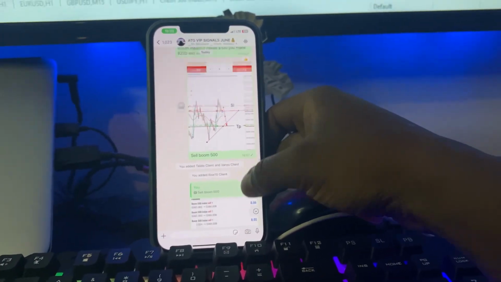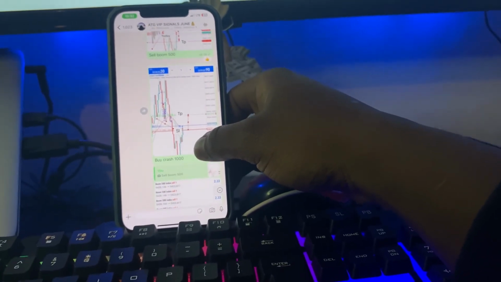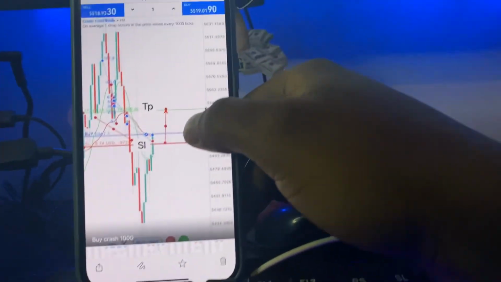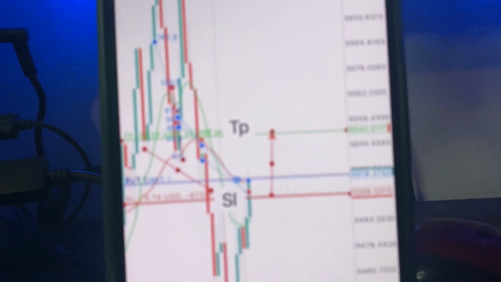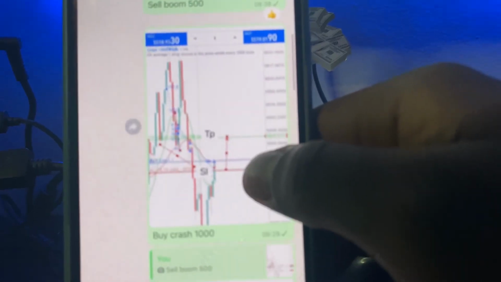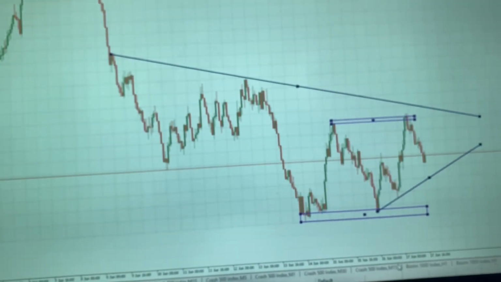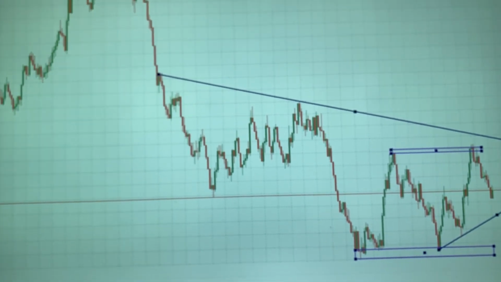So we had another trade on Crash. Today we bought Crash 1000. You can see it says today right there. So we bought Crash 1000. You see, there is my buy signal, says buy Crash 1000, and it was around 9:30 a.m.